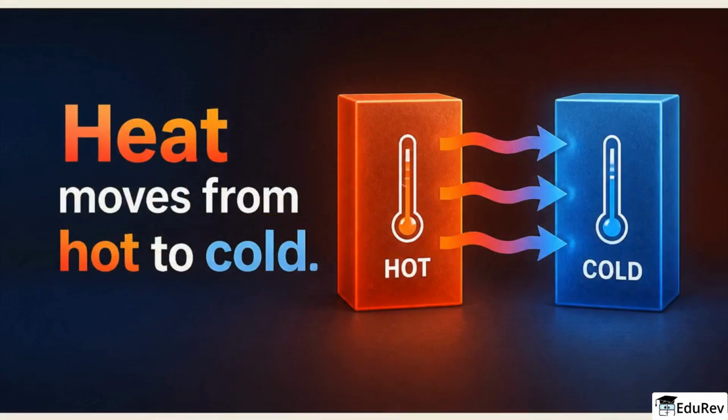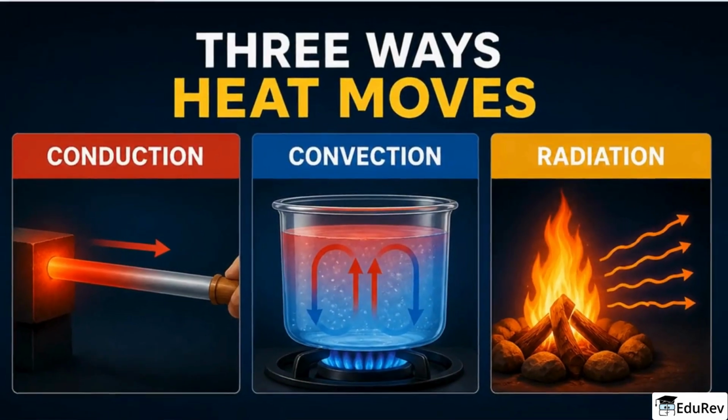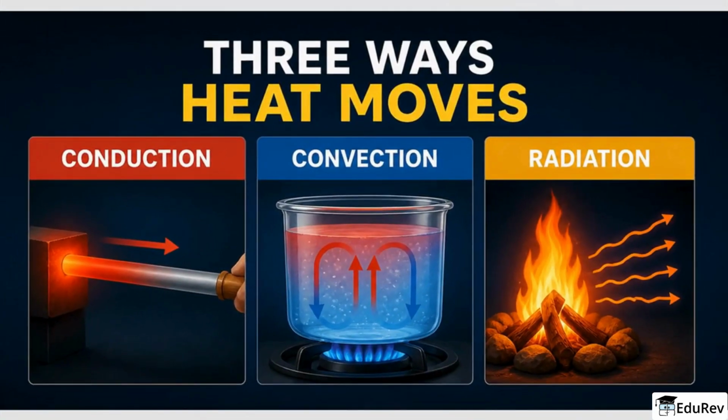Heat transfer happens because one region is hotter than another. And heat always flows from hot to cold. There are three simple ways heat moves. They are conduction, convection, and radiation.